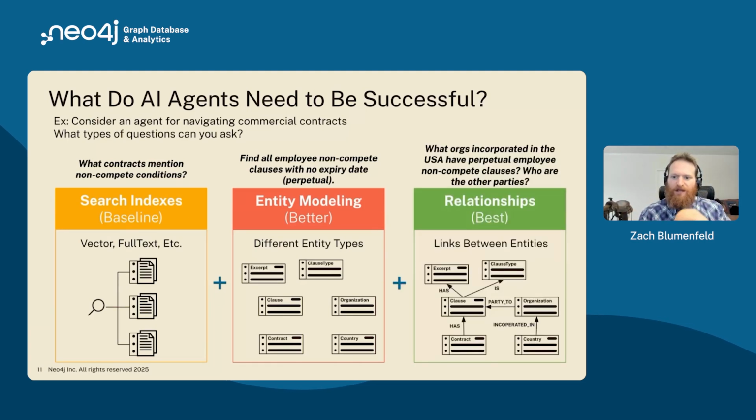So that's the second step, the next level of advanced question. And then when you get to multi-hop questions and how things are related, for example, in this third question: what organizations are incorporated in the United States and have these non-compete clauses, and who are the other parties involved? For this type of question, to answer it consistently, the agent has to understand that there's this concept of a country, that a contract has other parties involved, inside of these clauses or contracts. So your agent needs to understand relationships: that organizations are party to clauses, that they're incorporated in different countries, and all these different types of relationships in your data.